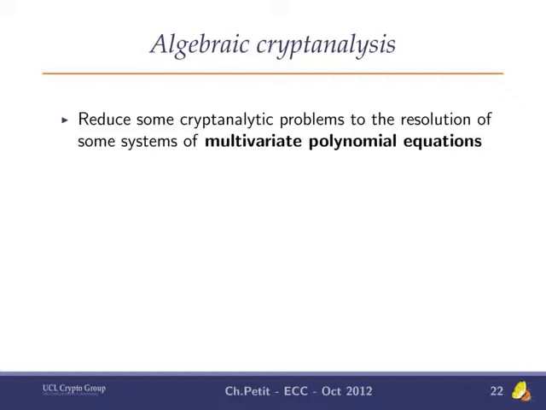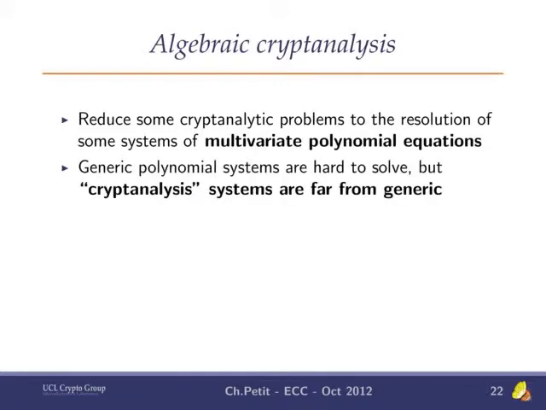So algebraic cryptanalysis is a general cryptanalysis method that consists in reducing some problem to a system of multivariate polynomial equations, and then of course you solve those equations. If you consider generic polynomial systems of equations, in general they're hard to solve. But it turns out that the systems that appear in cryptanalysis settings are usually far from generic, and then they're actually easier to solve.